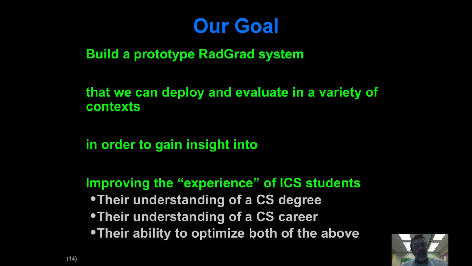So, in conclusion, we want to build a prototype RadGrad system that we can deploy and evaluate in a variety of contexts. We want to be able to not only build the thing, but actually use it on a trial basis with both faculty and students in order to gain insight into how we can improve the experience of ICS students. Can we improve their understanding of what it means to get a computer science degree? Can we improve their understanding of what it means to have a career in computer science and how your degree helps or hinders that process?